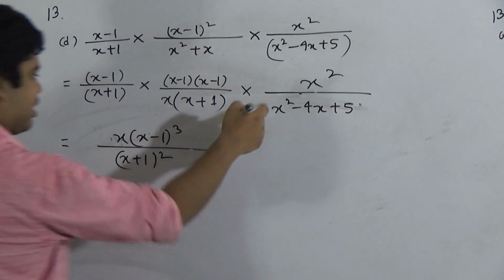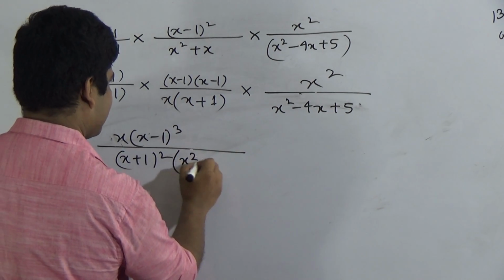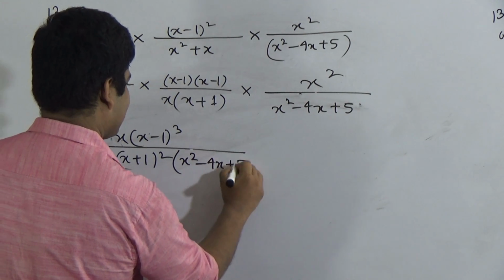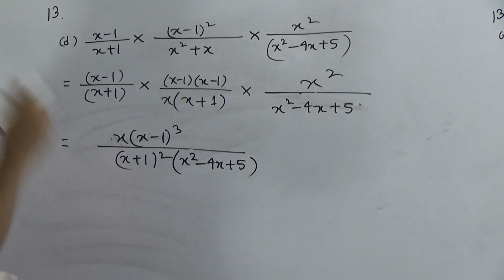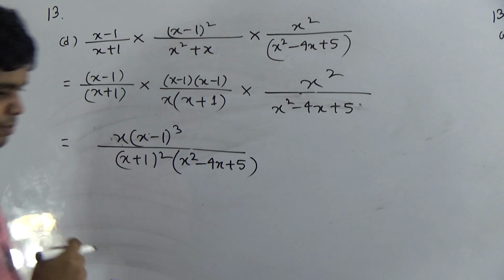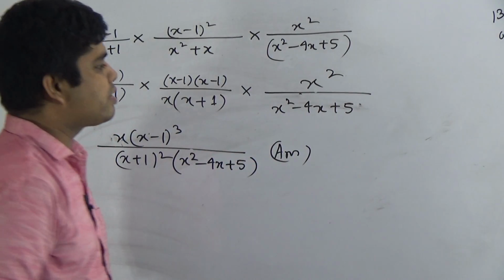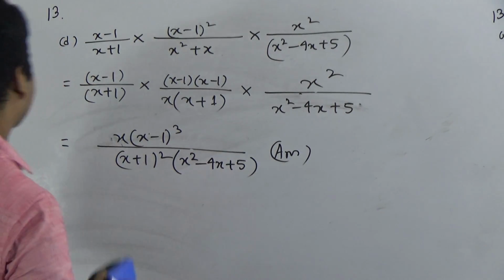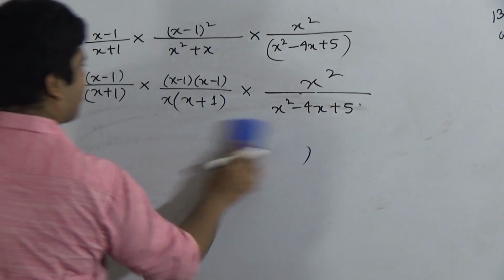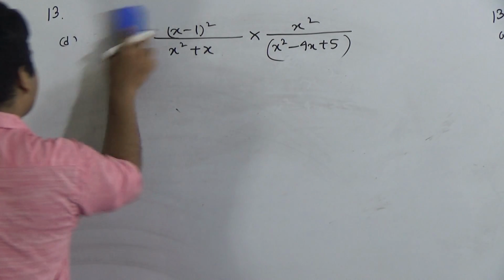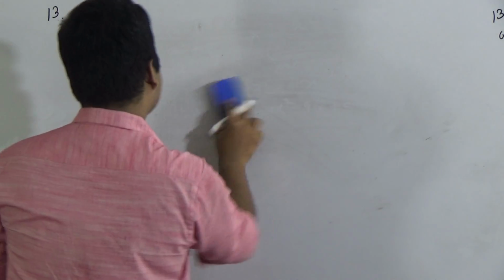Okay, and here this one is also written x square minus 4x plus 5. So this is the answer of question number D. Next we shall solve question number F. Question number F is so easy.